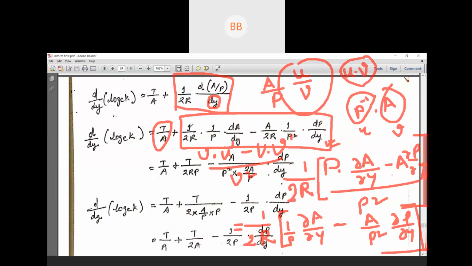So here, we have to multiply 1 by twice R for both the parts. That is why 1 by twice R multiplied by 1 by P, 1 by P dA by dy. Then again we have to multiply 1 by twice R here also. So that is why minus A by twice R, 1 by P square. That is A by P square is already there, dP by dy.